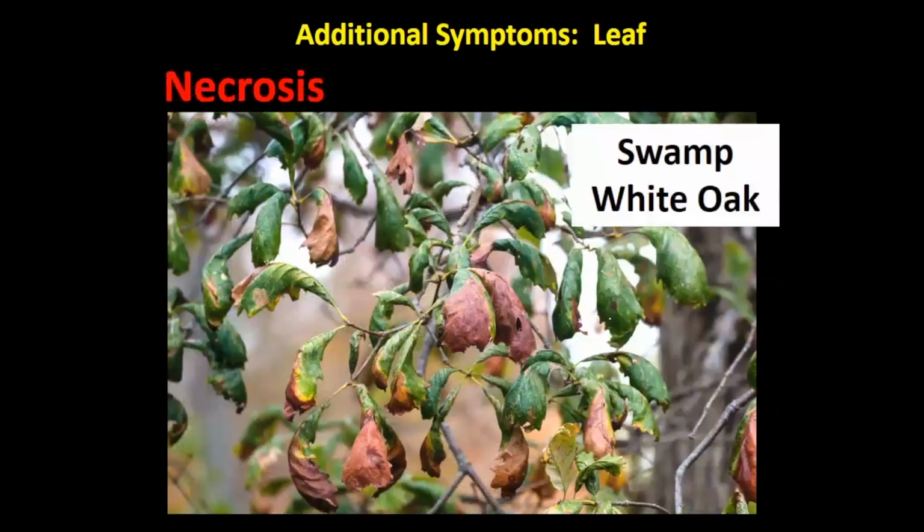Okay, here's the next additional symptom. It's called necrosis. And we see that here on swamp white oak. This is an area of dead tissue on the leaf. And this can be the whole leaf. It can be a part of the leaf. And it often is at the edge of the leaf. And if necrosis is occurring on the leaf, it usually proceeds from the end to the base or from the outside of the leaf inward. Necrosis, a dead tissue on the leaf.